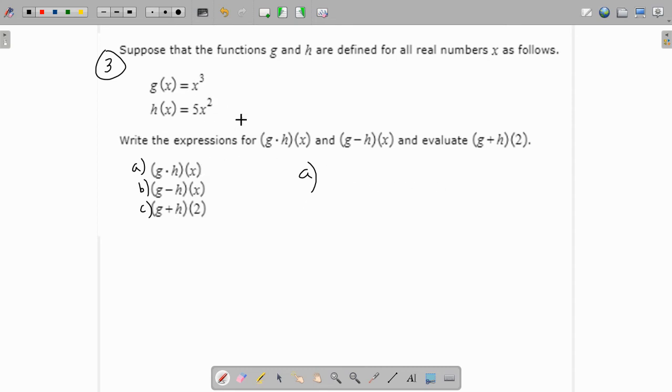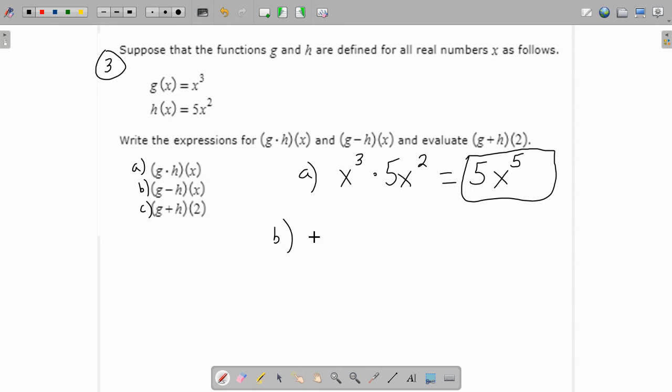So A, we're going to multiply G, which is x cubed, times 5x squared. And we have to know our basics. 1 times 5 is 5. And when we multiply bases that are the same, we do what to the exponents? Okay, the answer is add. So 3 plus 2 is 5. 5x to the fifth.